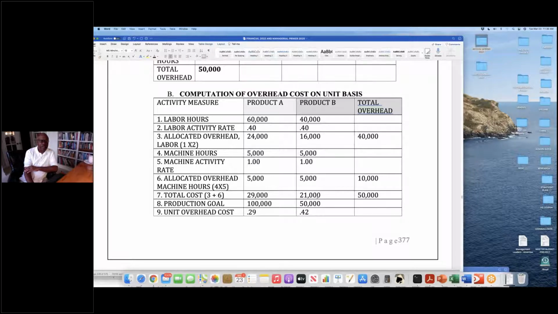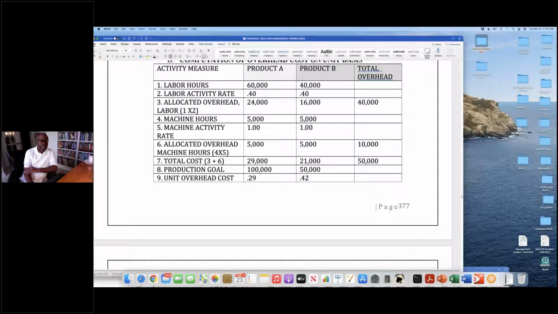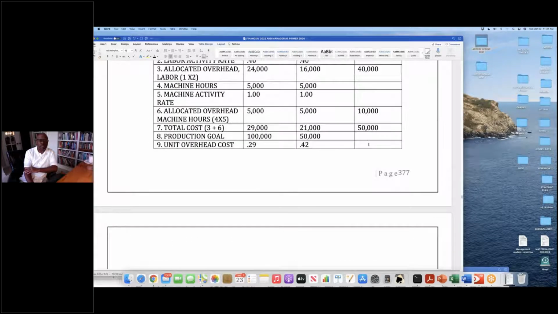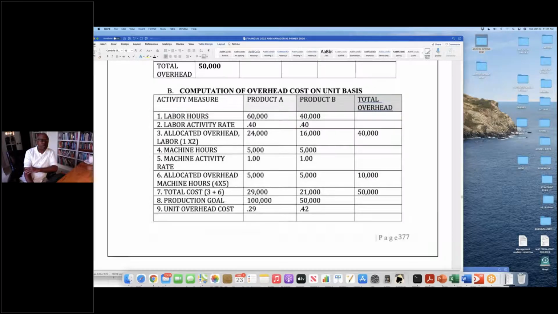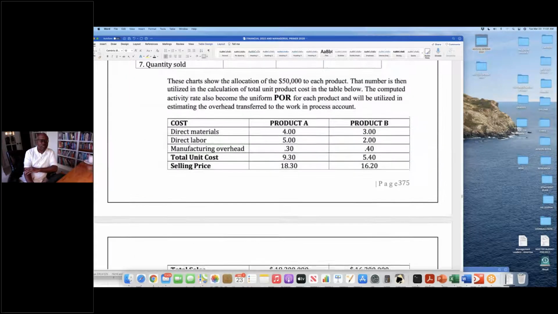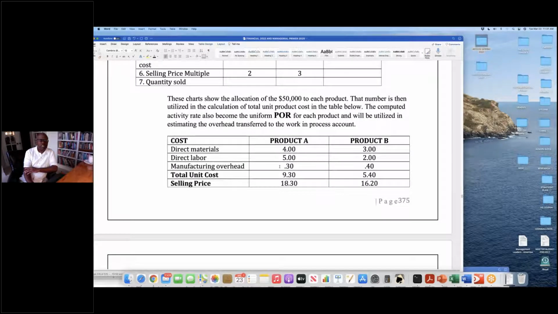16 and 5, so 21,000 on the product B. And with the production goals, notice that the overhead cost is 0.29 and 0.42. Those are our old overhead costs. Let's see if I can find the new ones below. I think these were the numbers we'll copy.